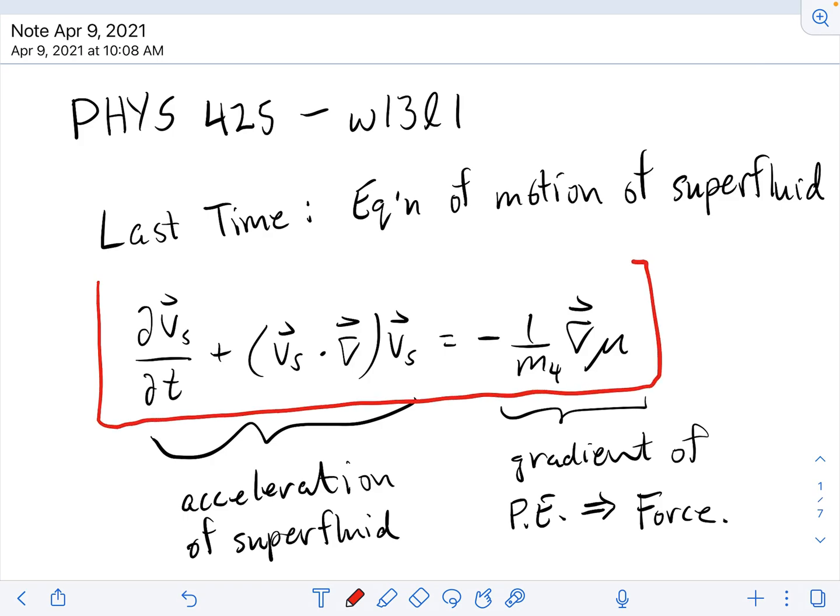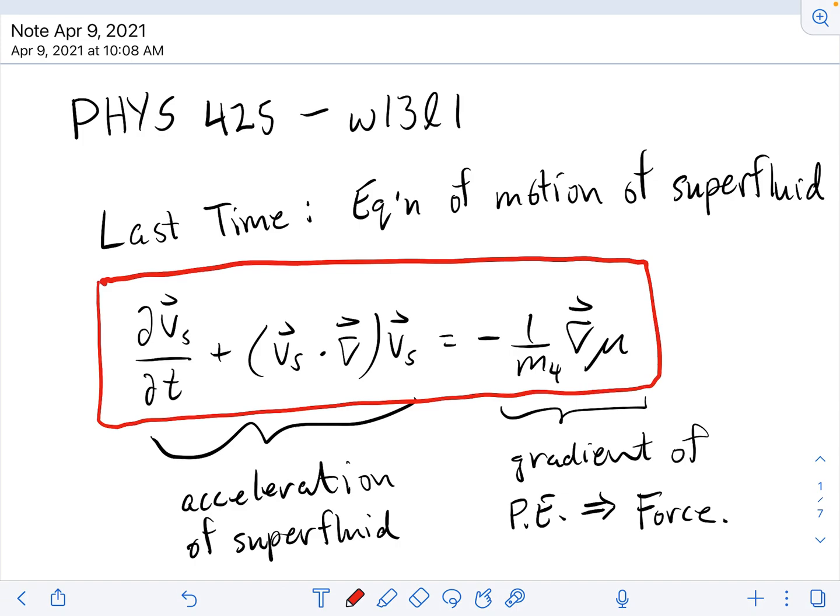The way it was obtained, if you remember, was by first postulating a wave function for the condensate in a system of identical bosons. We then took that wave function and substituted it into the time-dependent Schrodinger equation. When we analyzed that equation, what we found was a complex equation, so there were real and imaginary parts on both the left and right-hand side. The equation of motion came from the real parts of this equation.